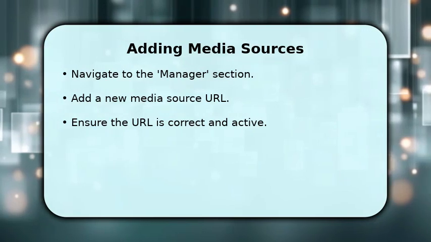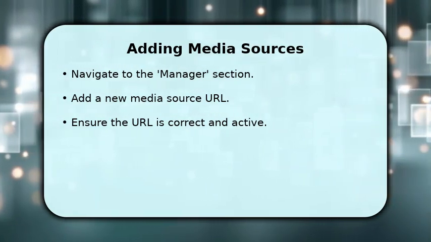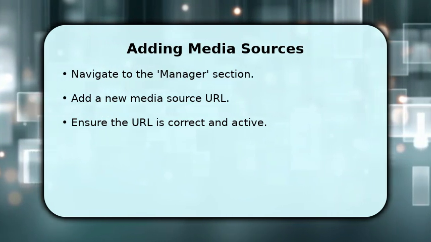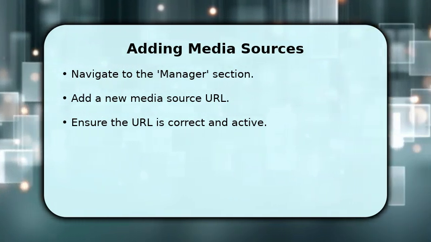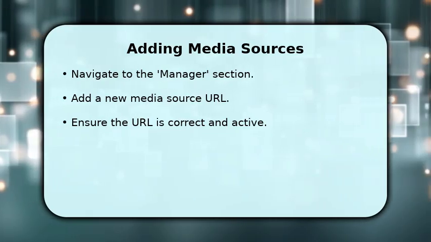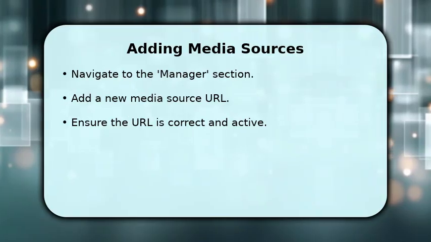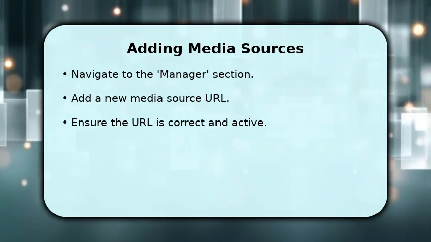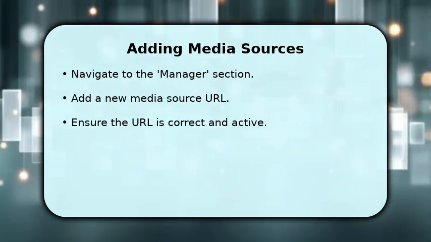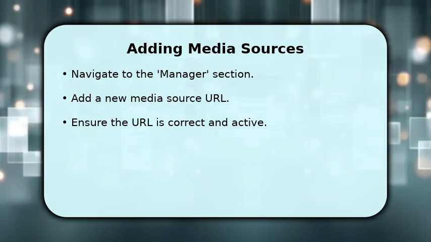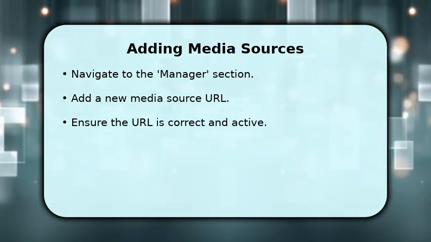Now that the app is open, let's add some content sources. Head over to the Manager section within the app. Here, you'll find an option to add new media sources. You'll need to input a valid URL for your desired content. Double-check that the URL is accurate to ensure everything works smoothly. Once entered, save the source, and your content will begin to populate.